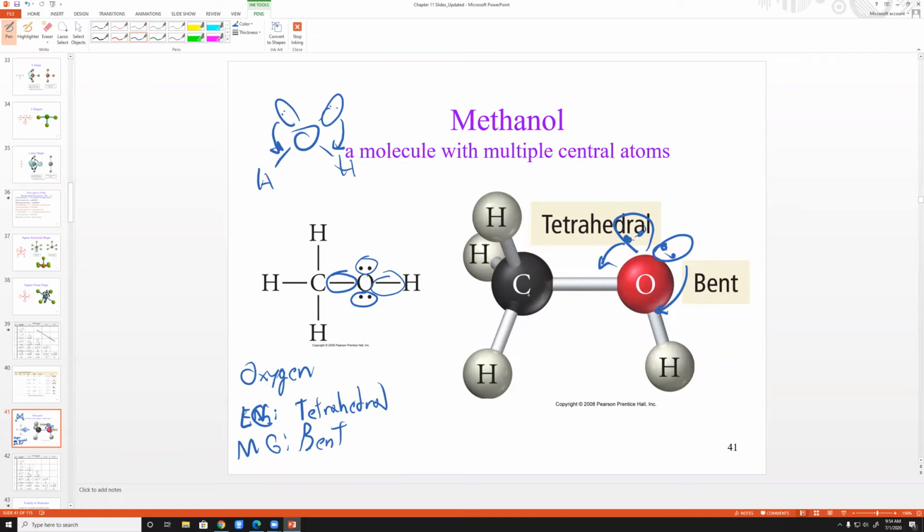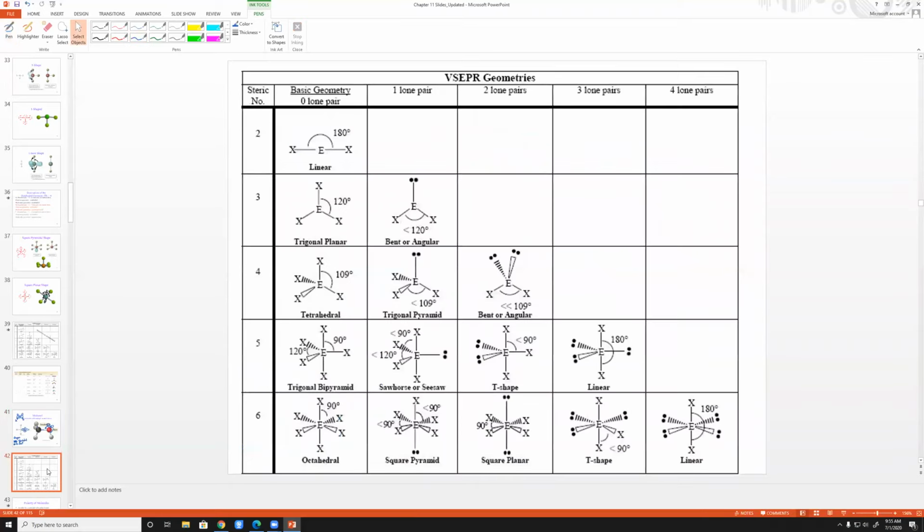For the CH3O molecule, for this part with the carbon central atom, you can say it would be a tetrahedral electron geometry and a tetrahedral molecular geometry, because there are no lone pairs. So you'd have group 1, group 2, 3, group 4, and it would be tetrahedral for both. Cool. Here's the chart again.